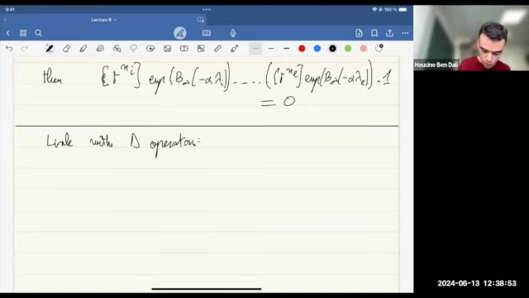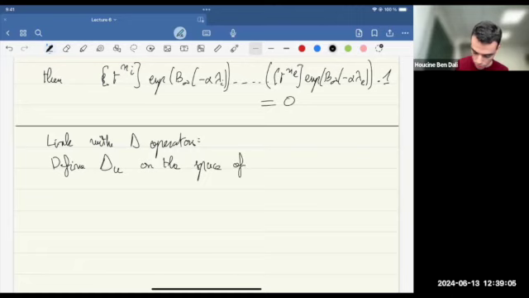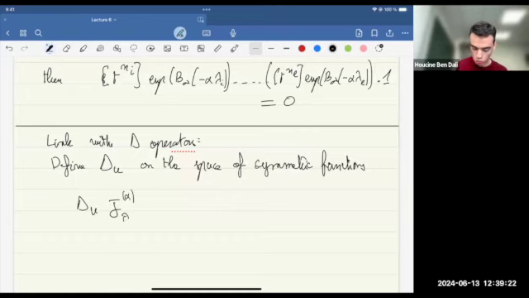So to define these operators, they depend on some variable u on the space of symmetric functions. They are defined by their action on Jack polynomials, and we want their action on Jack polynomials to be diagonal.